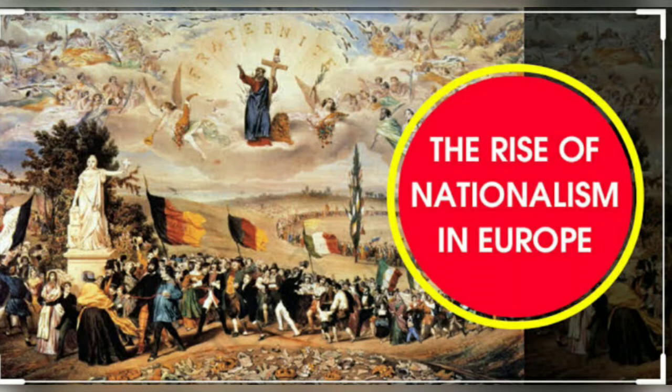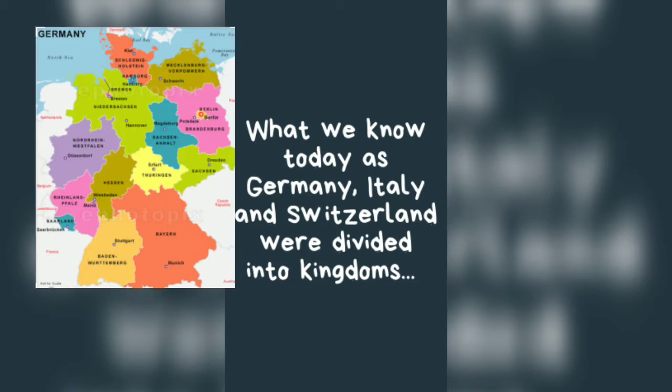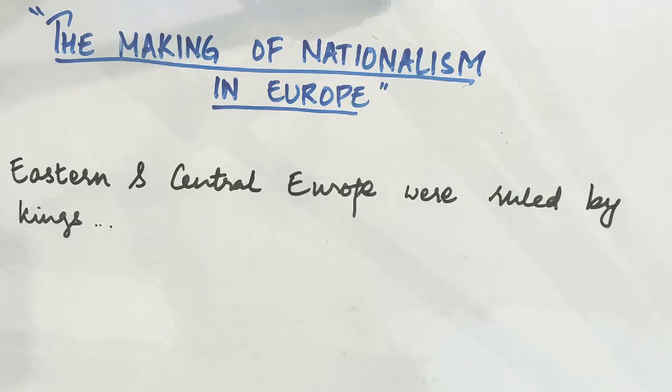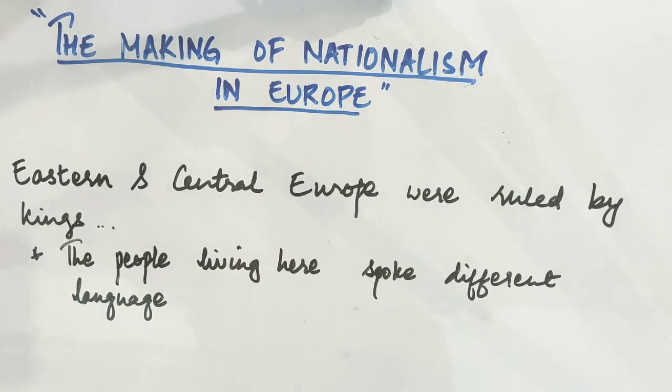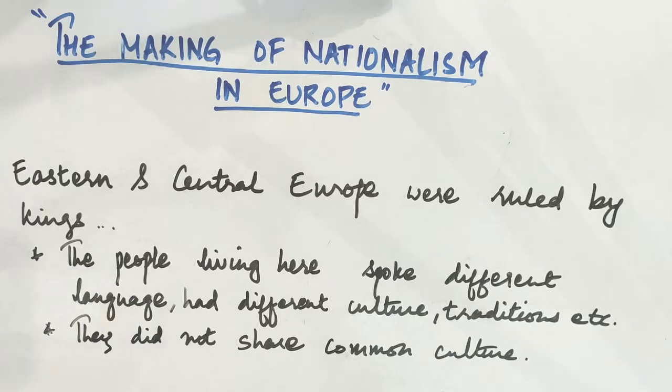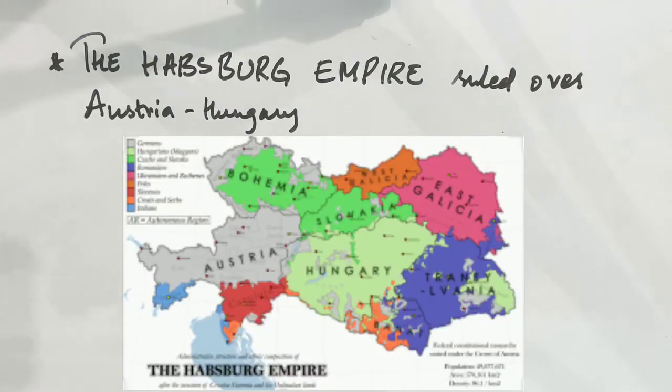Today we'll discuss part 2 of the history lesson, The Rise of Nationalism in Europe. As we read earlier, what we see today as Germany, Italy and Switzerland were divided into kingdoms, cantons and duchies. Eastern and Central Europe were under autocratic monarchies. This was the area where different people spoke different languages and had different identities. They did not share a common culture. The Habsburg Empire that ruled over Austria and Hungary is one such example. Many diverse groups lived together.